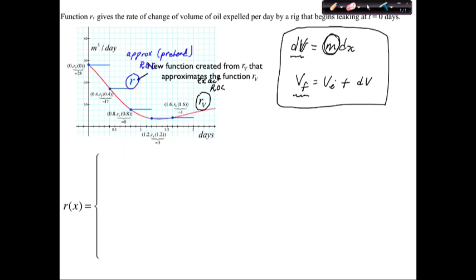Okay, so let's do it. Now can you write a piecewise function that represents that blue function R? Can you write the function? You can do this below your graph. And I don't want approximations, I want exact representations of values in your pieces. Can you do it?